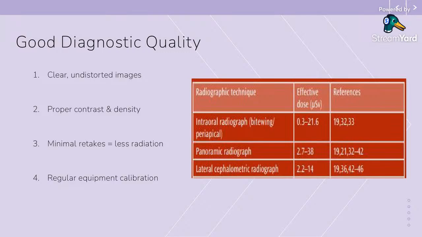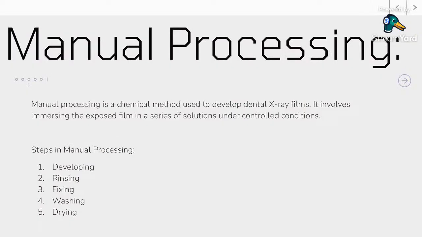All right. Let's go to manual processing. Let's hop on to the processing once and for all. I am going to discuss these, but not too much in detail, just enough for you all to understand. Manual processing is a chemical method. It is used to develop the dental X-ray films. It involves immersing the exposed film in a series of solutions under controlled conditions.